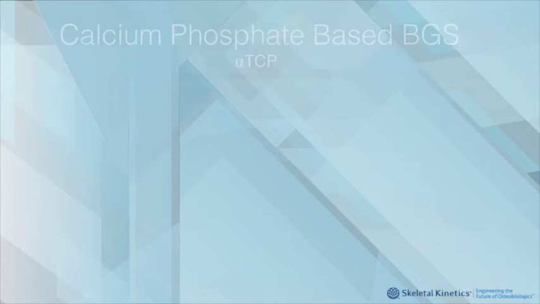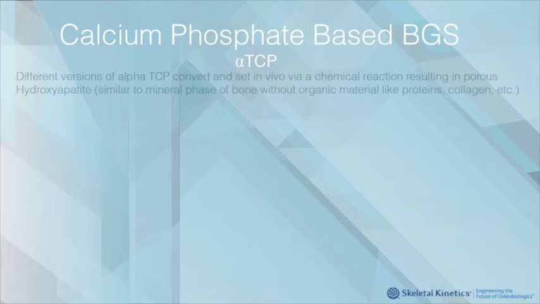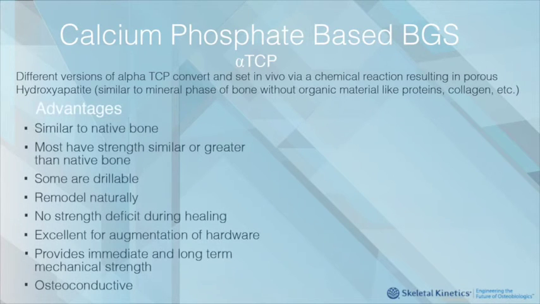Our next version of calcium-based bone graft substitute is alpha tricalcium phosphate, also known as alpha TCP. There are different versions of alpha TCP that convert and set in vivo via a chemical reaction, resulting in porous hydroxyapatite. This resulting material is similar to the mineral phase of bone without the organic materials like proteins and collagens. The advantages are significant. It's similar to native bone in structure and in crystalline form. Most have strength similar to or greater than that of native bone.